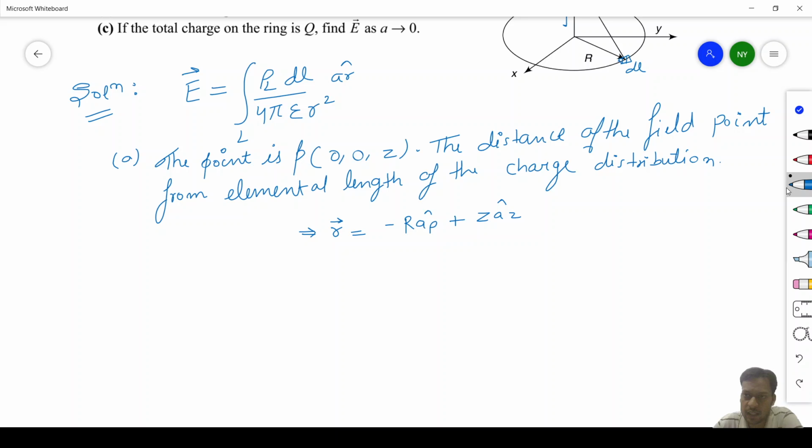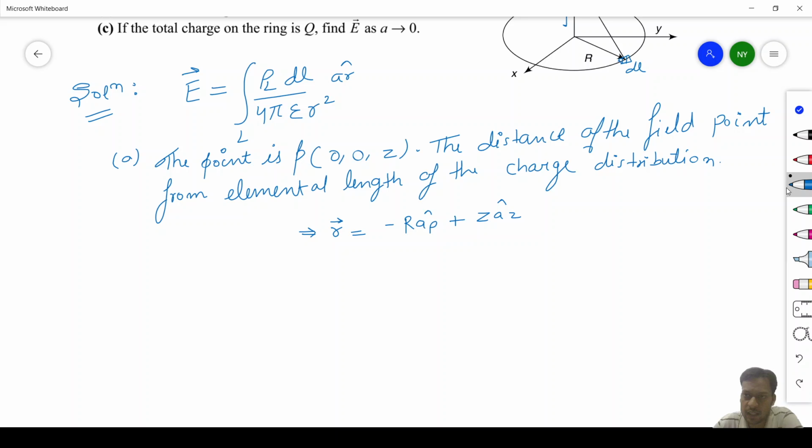AR and arrow can be replaceable according to different books that use different notations, so no problem. So AR. Now the magnitude of this is equal to (r square plus z square) to the power 1 by 2, and this is the unit vector AR. So the unit vector AR can be written as that vector upon its magnitude. Since we have r square and this upon this, they will make r cube. So this is r and this is magnitude r.